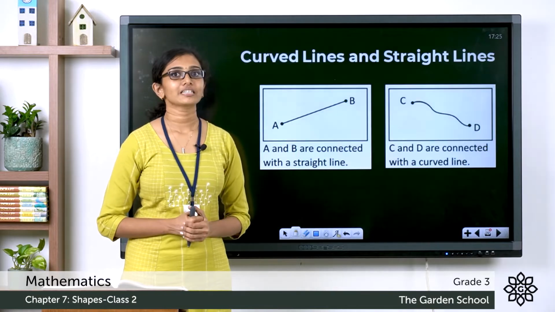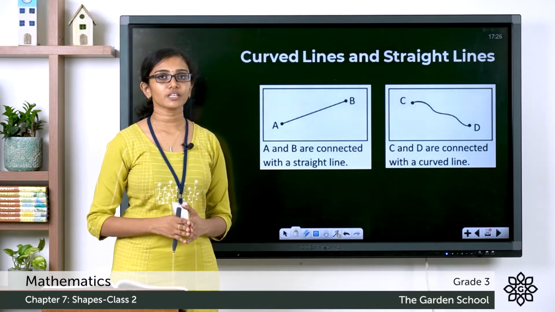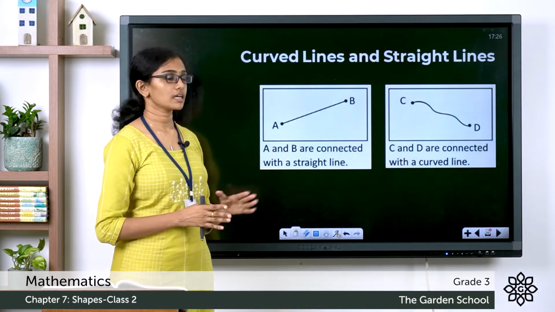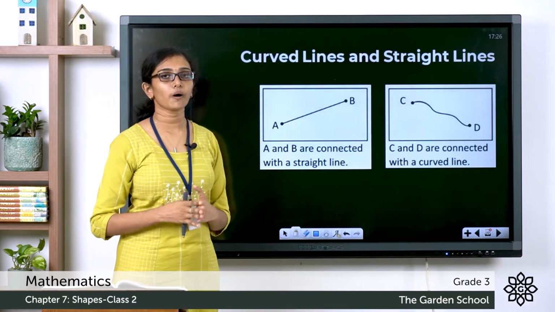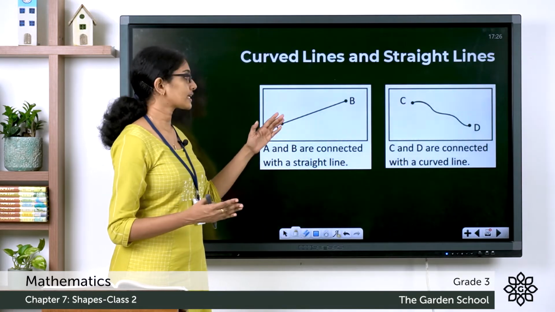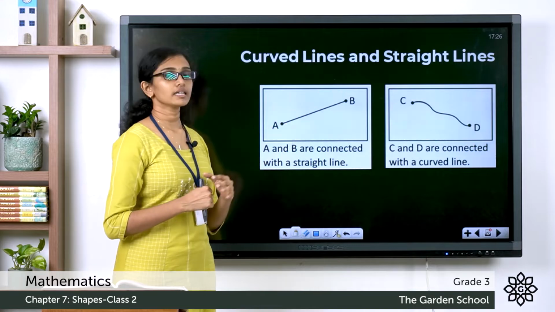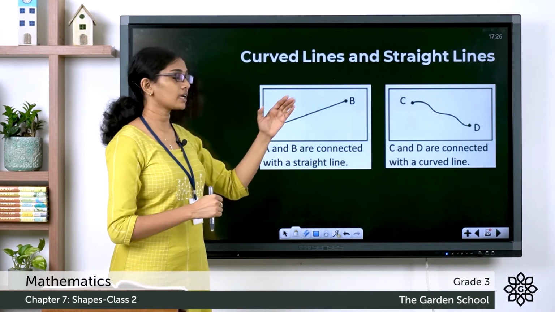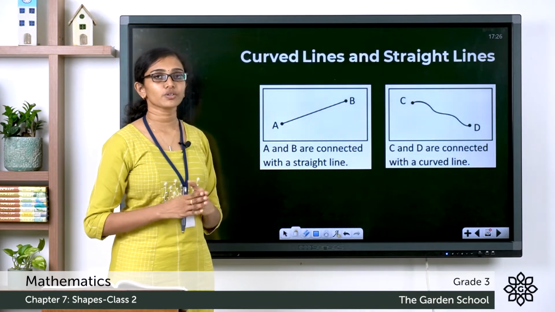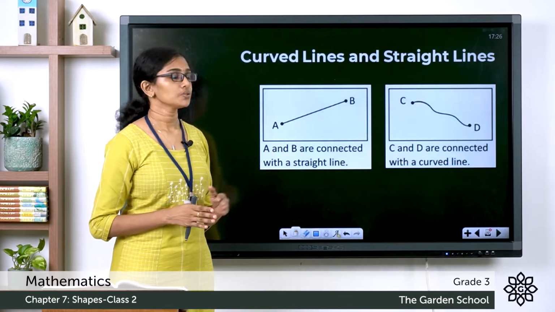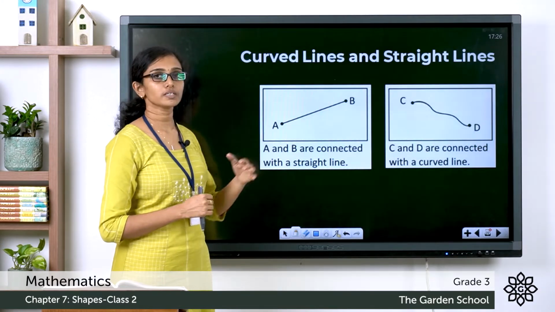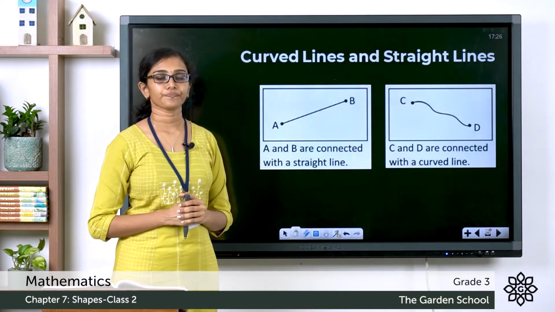Now let's learn what are curved and straight lines. You see the first picture here. In this picture you can see 2 dots, A and B, which are 2 points, and you can see a path connected or a line connected between this A and this B, the dots A and B. This is an even line, or it does not have any wiggles on it. So such an even line between 2 points or 2 dots is called a straight line.